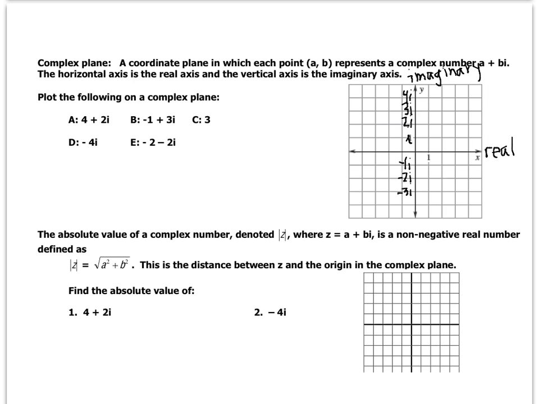So let's plot these points. Okay, my real part is 4, so I'm going to go over 4, and then I'm going to go up to 2i. So over 4, up to 2i would give me right here. So that's A, 4 plus 2i. B, negative 1 plus 3i. So on my x-axis, I'm going to go to negative 1, and then I'm going to go to positive 3i, which would be right there. So B is right here.